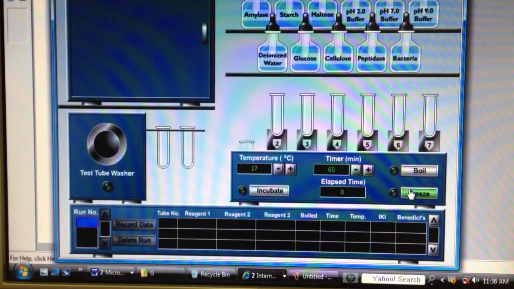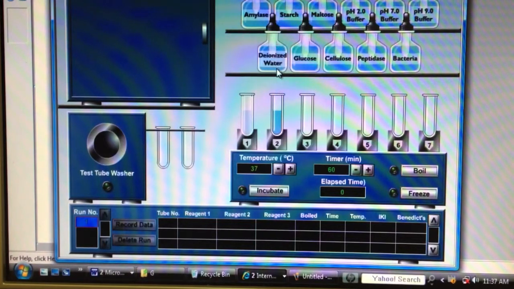In the experiment before, we actually boiled the enzyme, and boiling an enzyme has the effect of denaturing it, causing it to be unable to convert starch into the simple sugars by changing the actual physical characteristics, the structure, if you will, of the enzyme. For test tube number 2, we're going to do exactly the same thing as test tube number 1, but we are not going to freeze it.